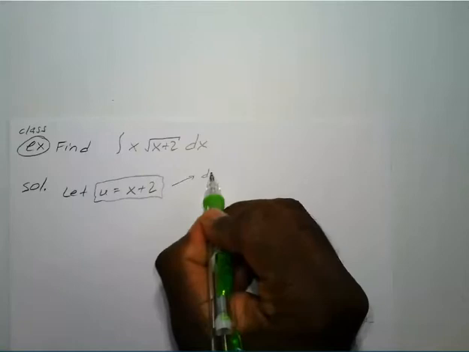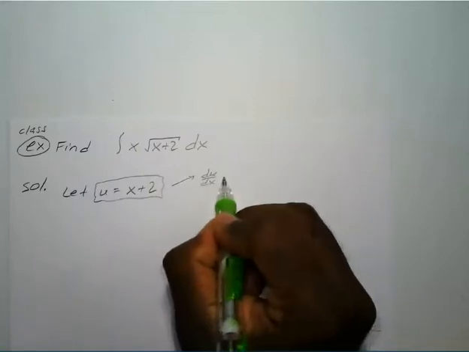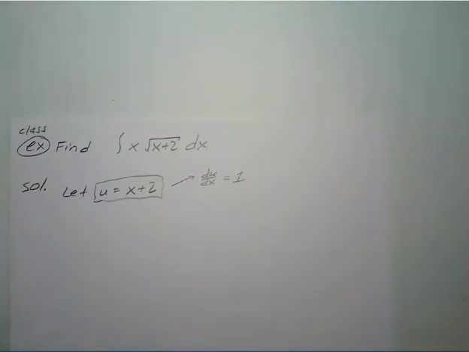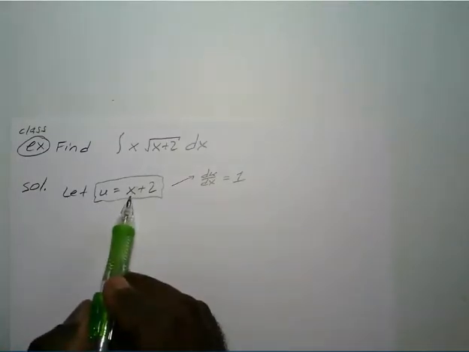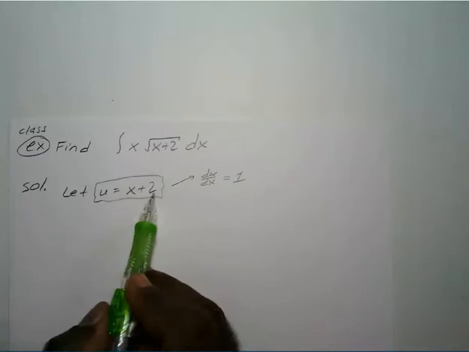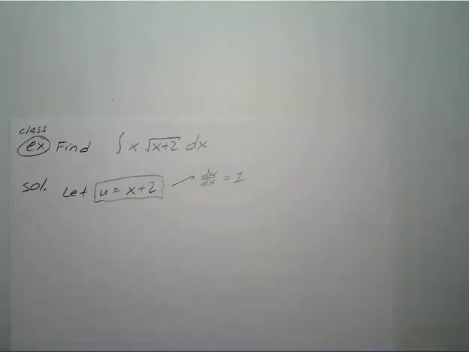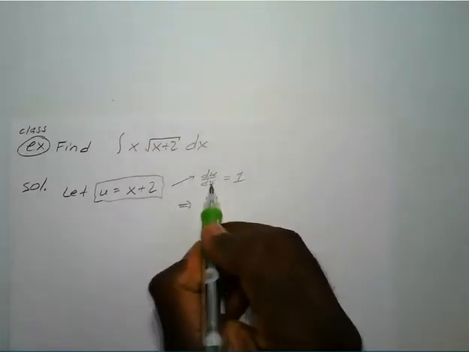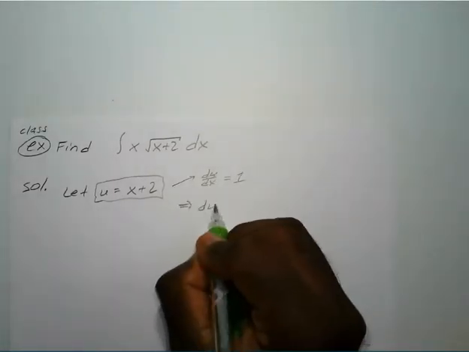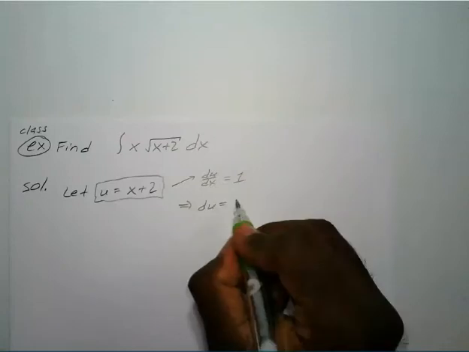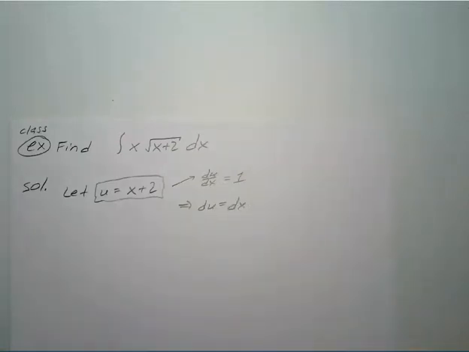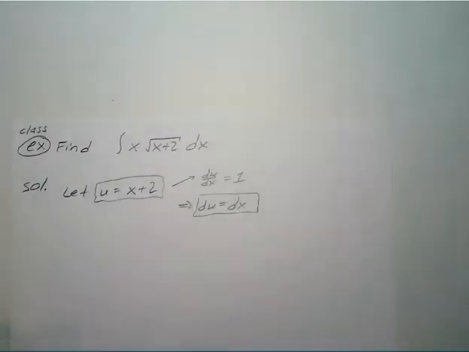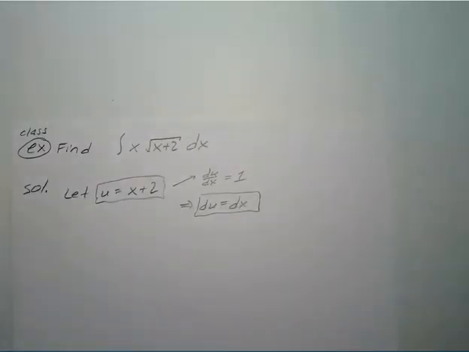So we take our derivative of u with respect to x, that's just going to equal 1. Derivative of x is just 1, and the derivative of a constant is 0, so we end up with just 1. So if we take our differential, multiply both sides by dx, then du is just equal to 1 times dx, or just dx. So that one's pretty straightforward.